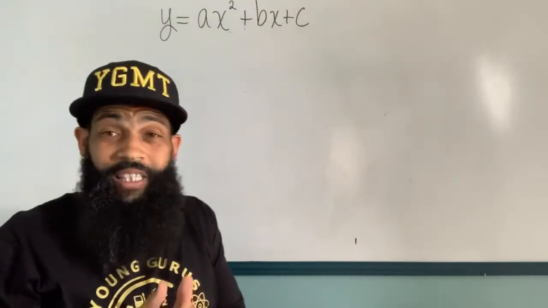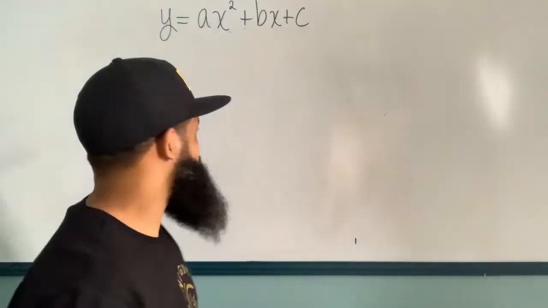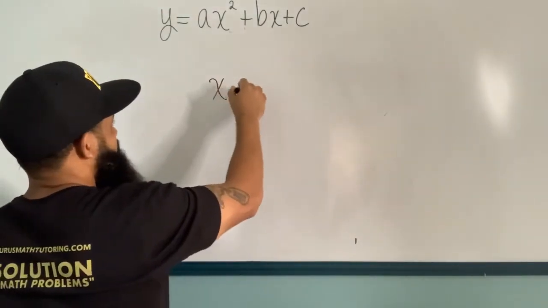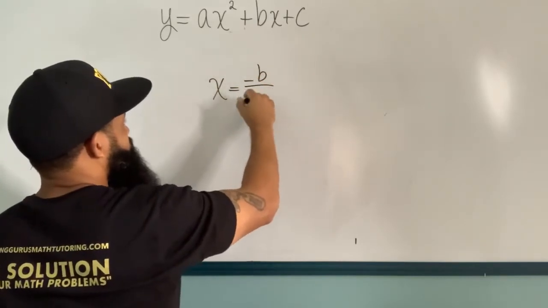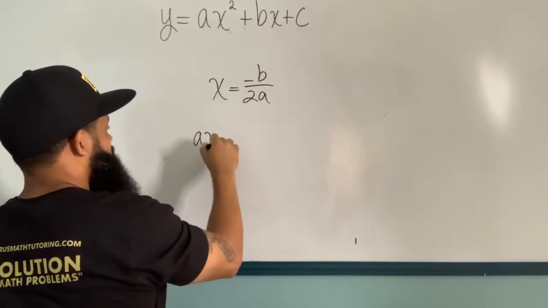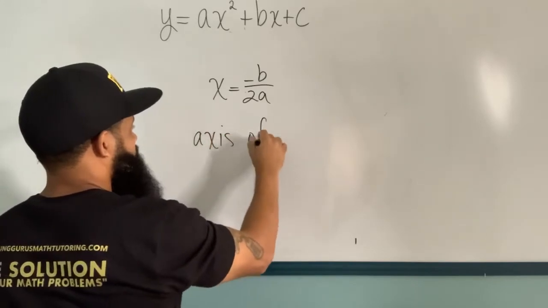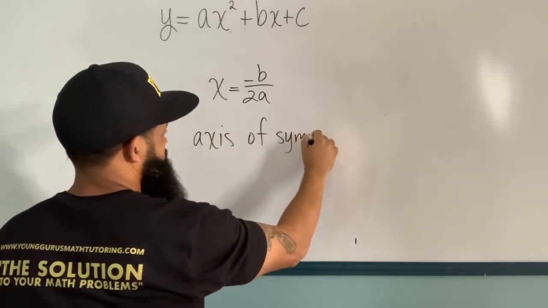You also can find the axis of symmetry. So when I have that x equals negative b over 2a, that's also the axis of symmetry.